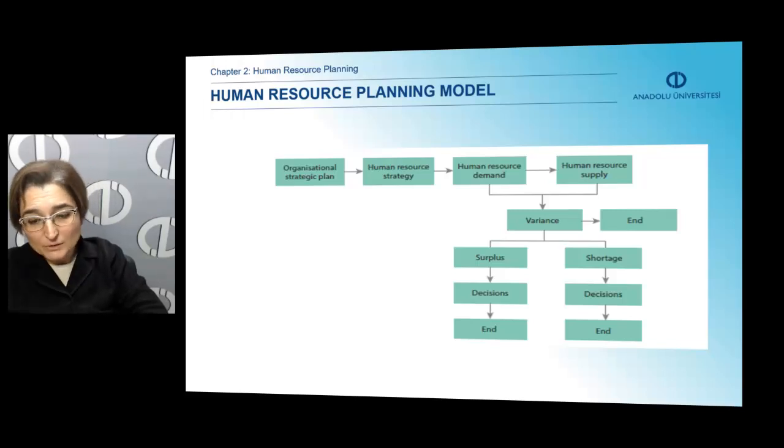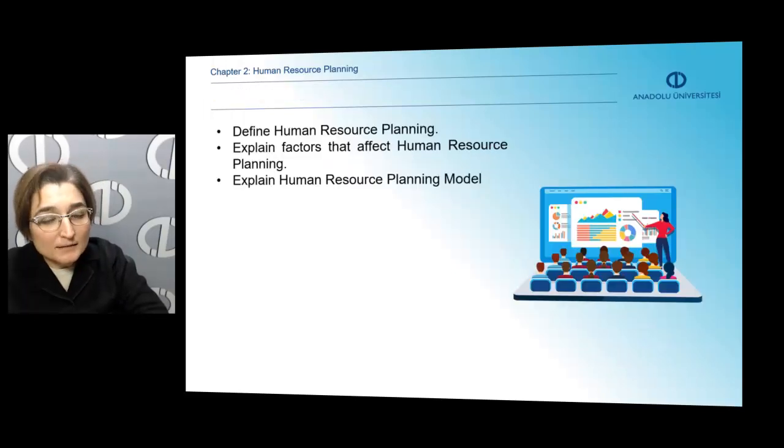The final step in human resource planning is to plan particular programs. These programs require recruiting plans, training, development, or career planning. Today, we learned what human resource planning is. After this chapter, we can explain the factors that affect human resource planning and also the human resource planning model. We'll talk about chapter 3 next, which will be about recruitment and selection. Have a nice day.